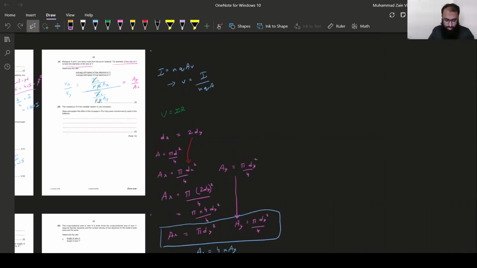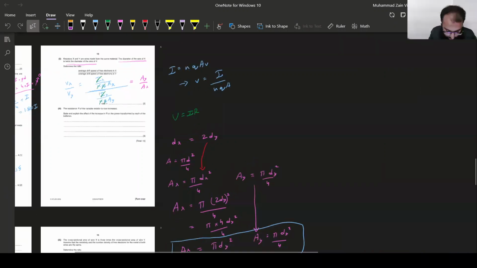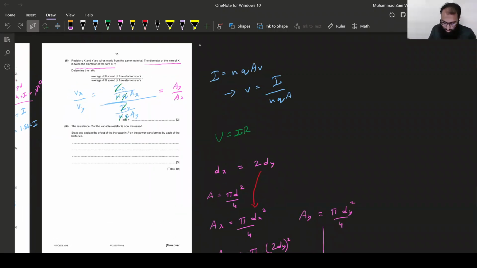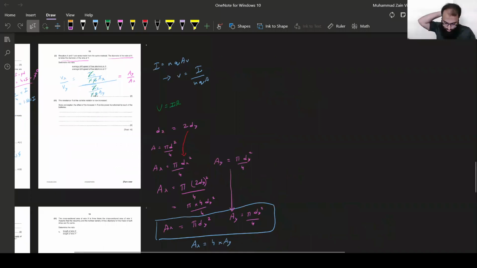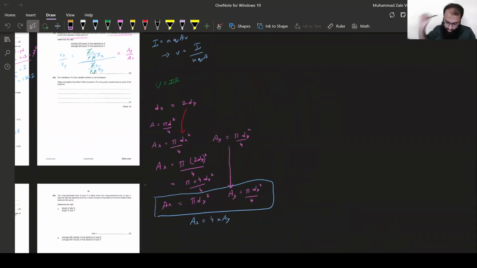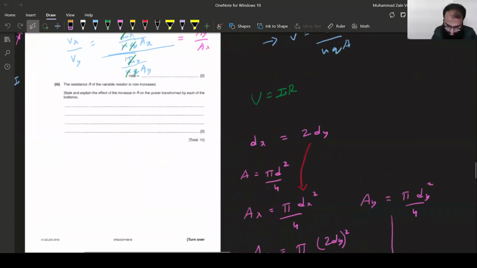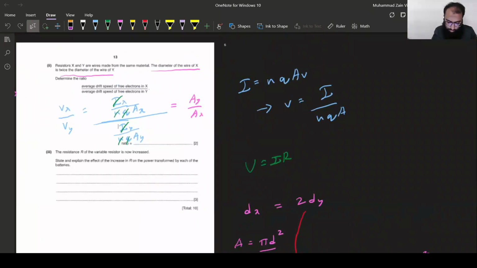By the way, I just made a mistake. The diameter of wire X is twice the diameter of wire Y. So diameter of, no, I did it right. Okay, so I now know the relationship AX equals 4AY. So I just substitute that. AY divided by AX, AX was 4AY. So this becomes 1 over 4. So the ratio is 1 over 4.